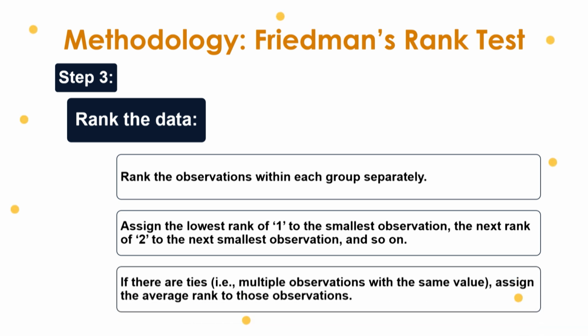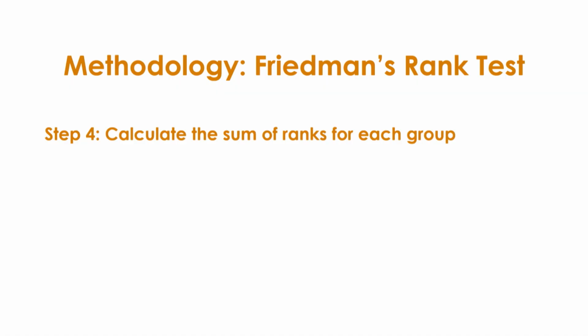If there are ties, that is, if 2 observations are competing for a single position, meaning multiple observations with the same value, assign the average rank to those observations. Step 4, calculate the sum of ranks for each group. Suppose we have 3 groups or 4 groups, calculate the ranks for each group and sum them.